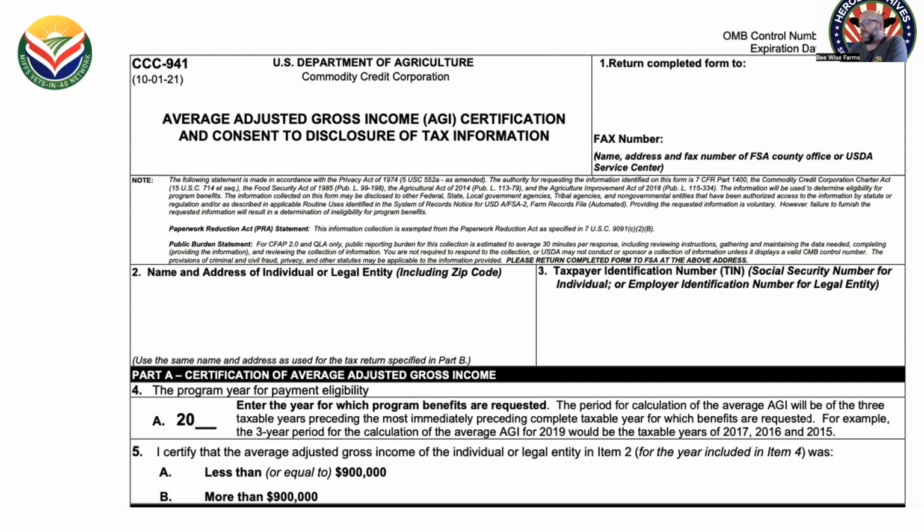Now, the next question is, I certify that the average adjusted gross income of the individual or legal entity in item 2 for the year included in item 4, so if you're saying that you're going to be producing in 2023, you are going to be stating that you made less than or equal to $900,000, or you made more than $900,000. Those are the 2 questions. And it's your gross income. It's not your net income. It's your gross income. So, did you meet one of those criteria? Check whichever one it is that you met. So, if you're below 900,000, click that box. If you're above, click that box.